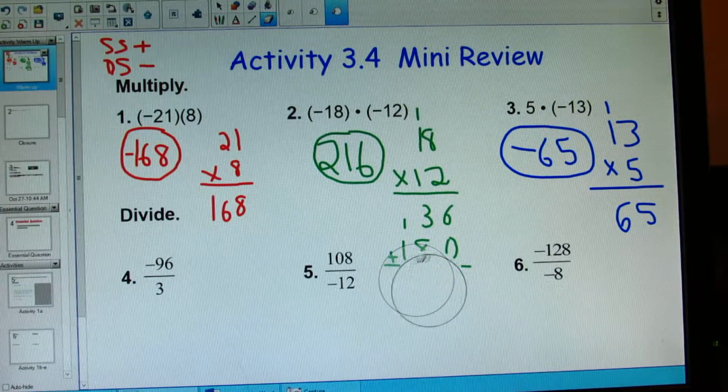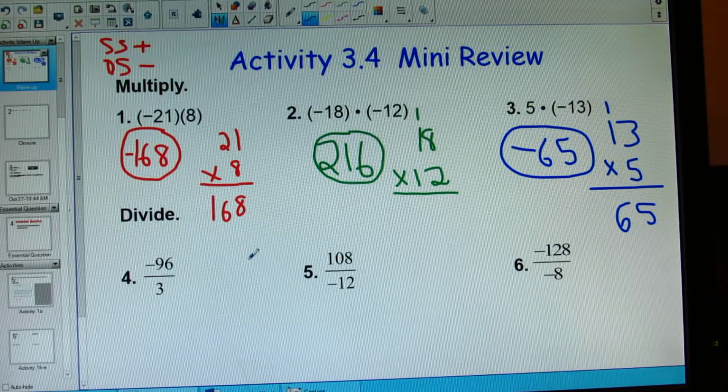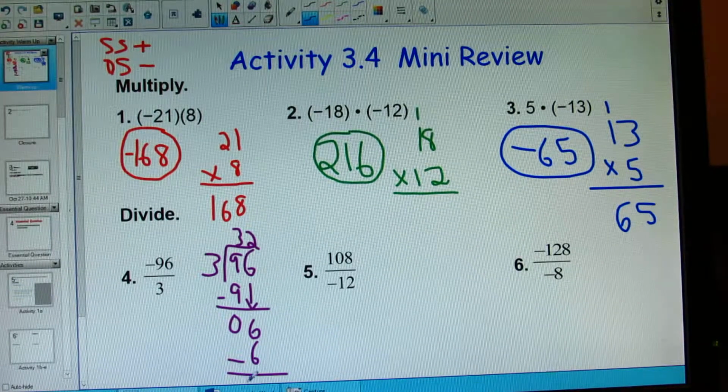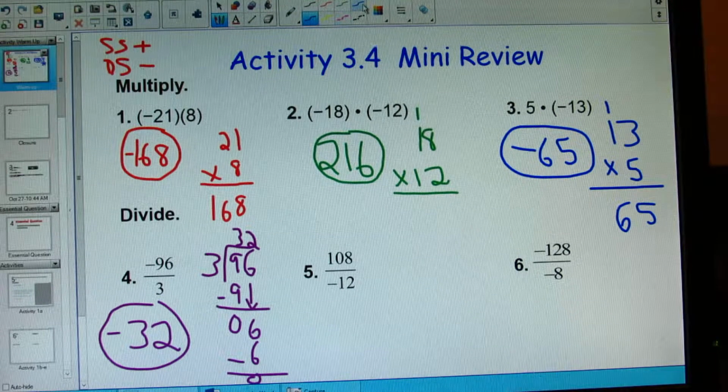I'm going to erase a little bit of this so I have some more room over here. Alright, here we go. Division. 96 divided by 3. I might need to do some long division here to help me. 3 goes into 9 exactly 3 times. 3 times 3 is 9. 0, subtract, bring down the 6. 3 goes into 6 exactly 2 times. 6, and I get 0. So my answer is 32, and again, looking at my rules to figure out what sign it is, these are different signs, so my answer will be negative. Negative 32.